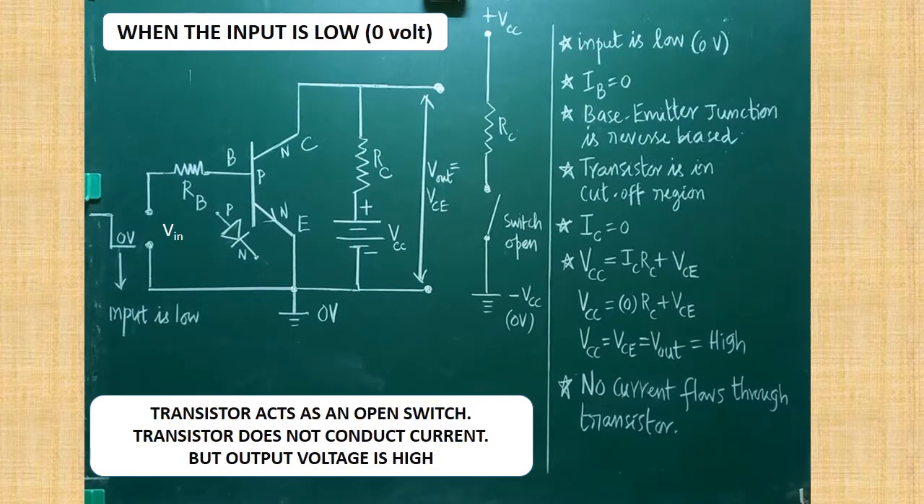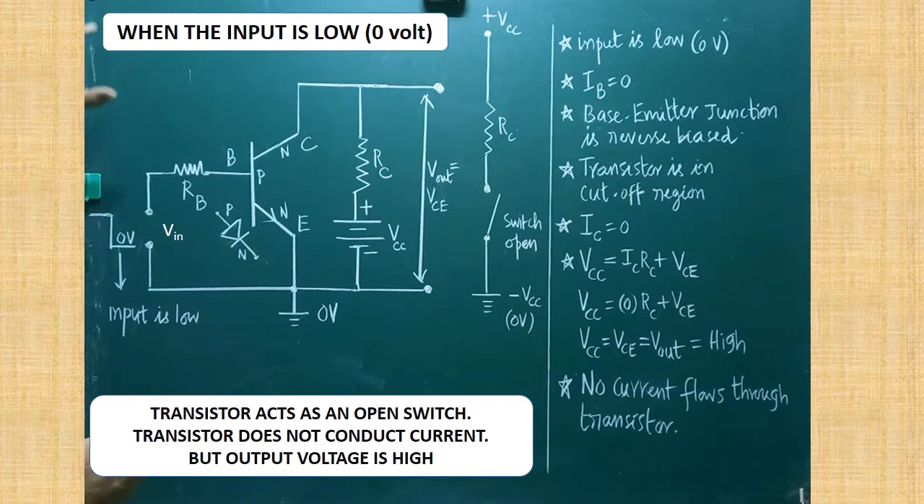Now we are going to learn how the transistor acts as a switch. Now we are going to see two cases. There are two cases. By learning these two cases, we can easily understand how a transistor acts as a switch. First, we are going to learn the first case.